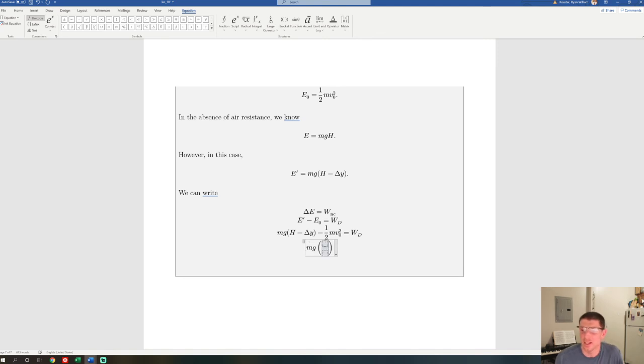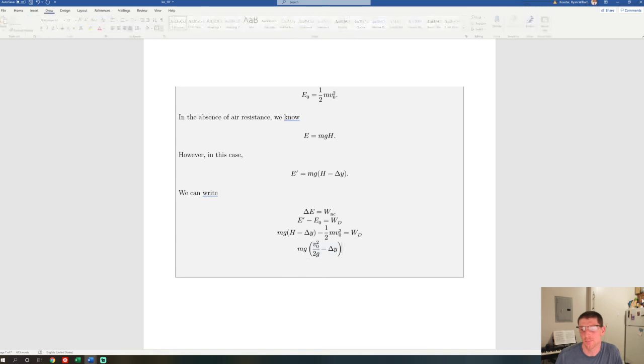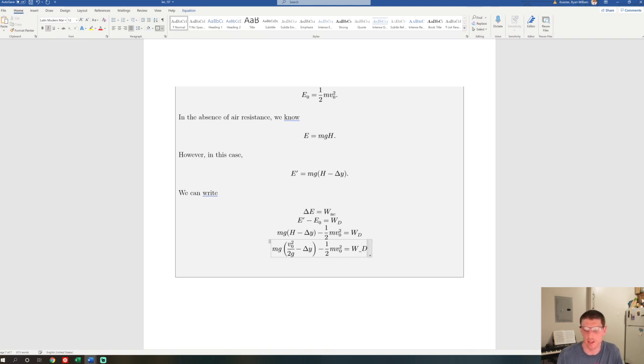Anyway, this we found to be v0 squared over 2g, and then minus delta y, minus 1/2 m v0 squared. And this is the work done by the drag force. Okay.